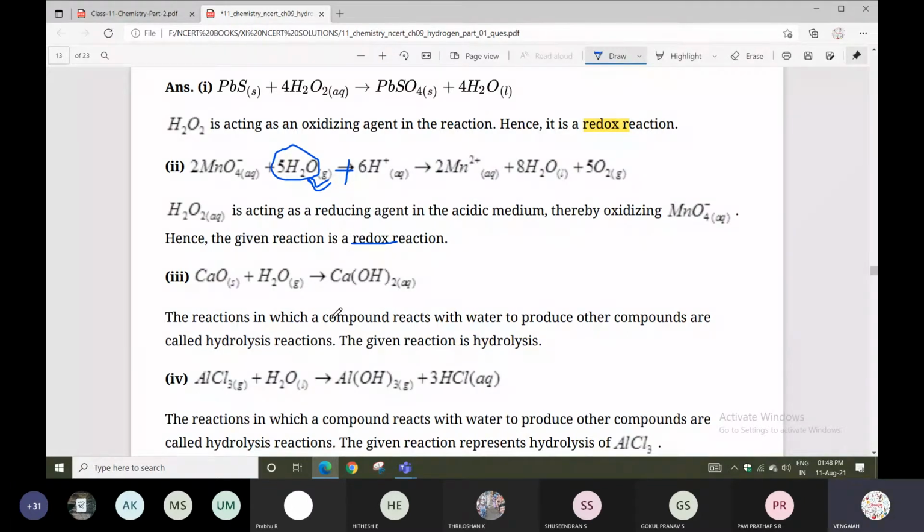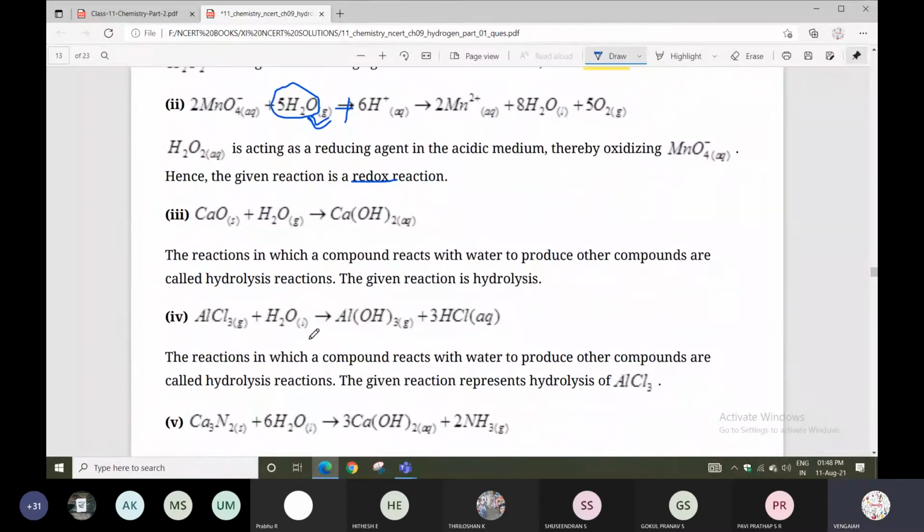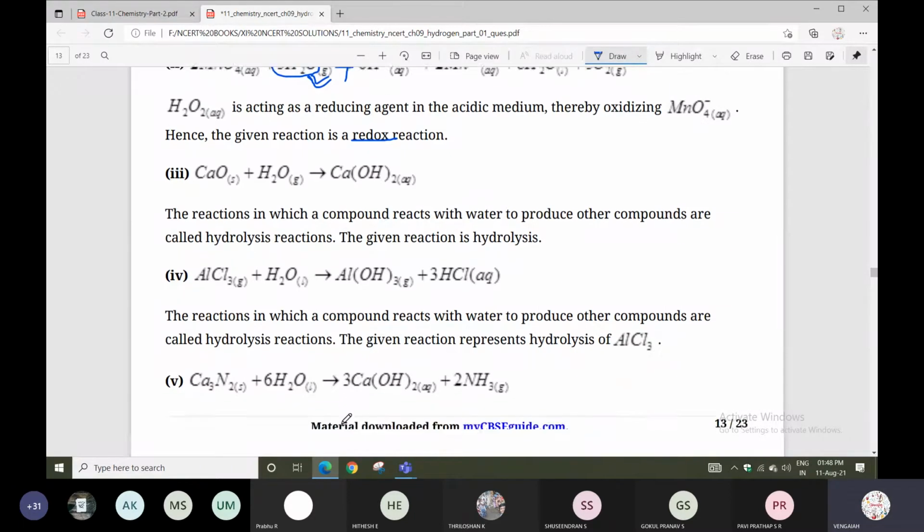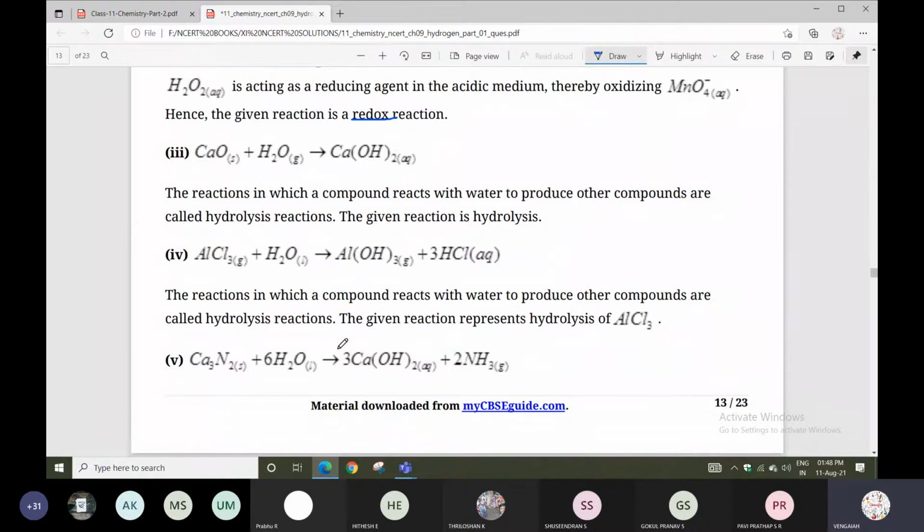Yes. Next one is the fourth one. AlCl3 plus H2O forms Al(OH)3, aluminum hydroxide, plus HCl. The reaction in which a compound reacts with water to produce other compounds is called a hydrolysis reaction. The given reaction represents hydrolysis of AlCl3. So the third and fourth reactions can be called hydrolysis reactions.